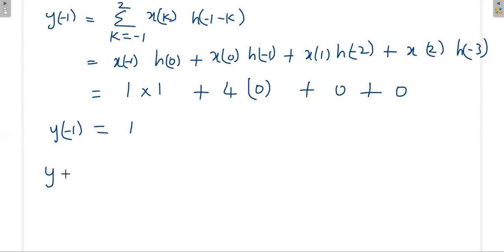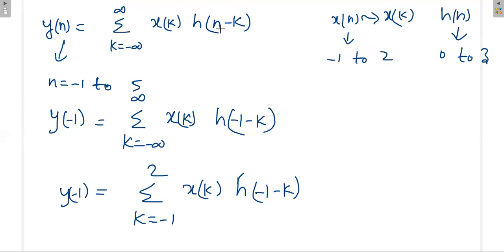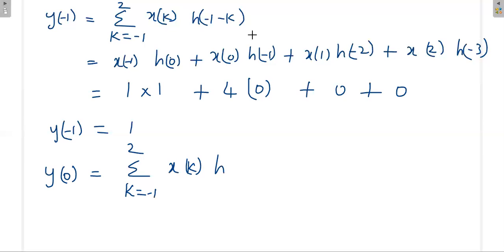What is the value of y of 0? In the summation, k goes from -1 to 2, x of k, h of n minus k. But in this case, what is the value of n? That is 0. So h of minus k.